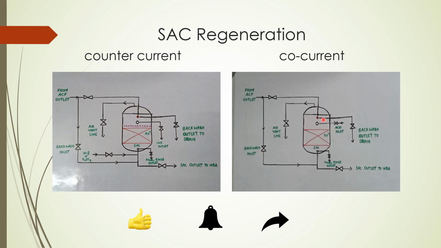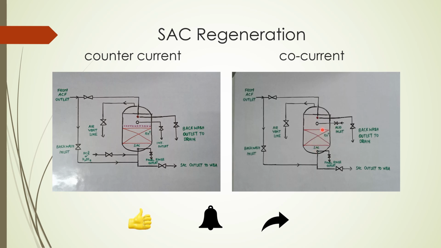For the co-current regeneration, this is the usual normal inlet line, and this is a backwash line, and this is a backwash outlet line, and this is the acid injection line, this is the air vent, and this is the drain outlet, and this is the service outlet. During the co-current, it is the same as service, from top to bottom.